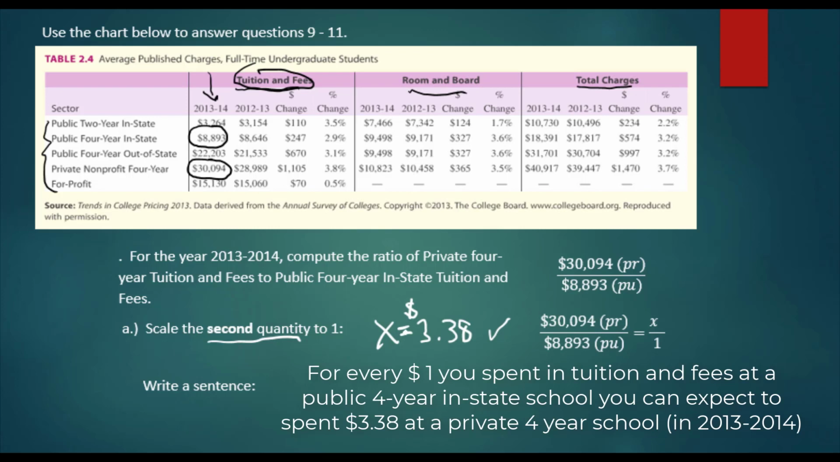For every $3.38 you spend at a private four-year nonprofit institution, you can expect to spend $1 at a public 4-year in-state institution. Or you can flip it. For every $1 you spend in a public 4-year in-state, you can expect to spend $3.38 at a private 4-year.